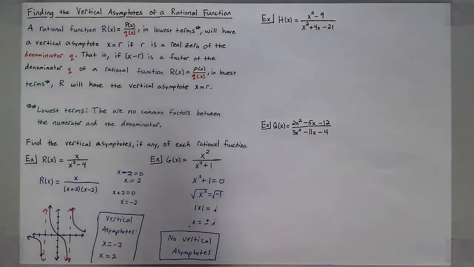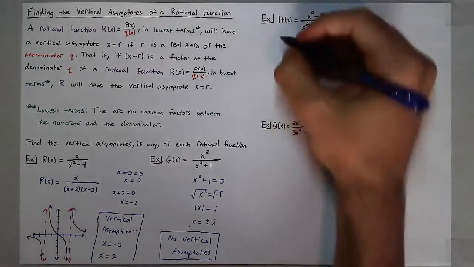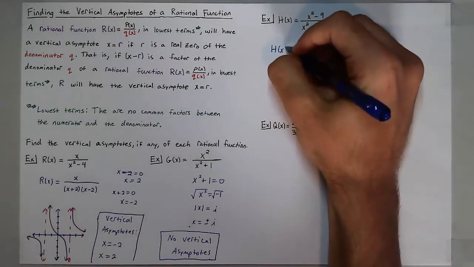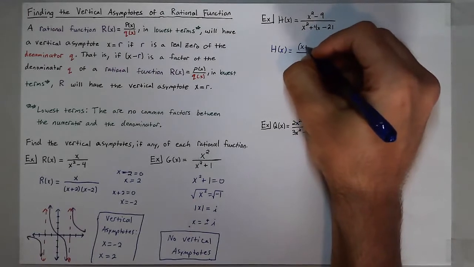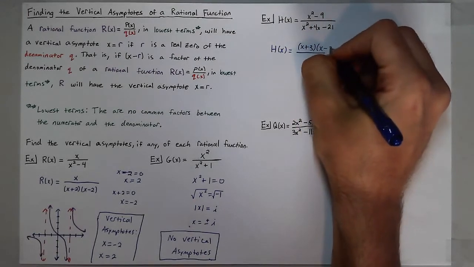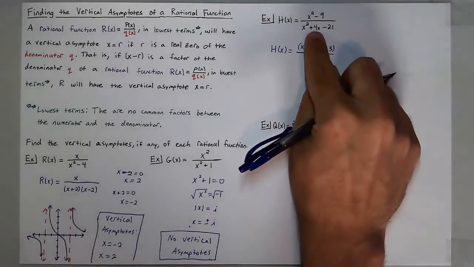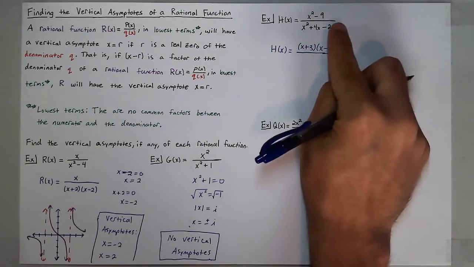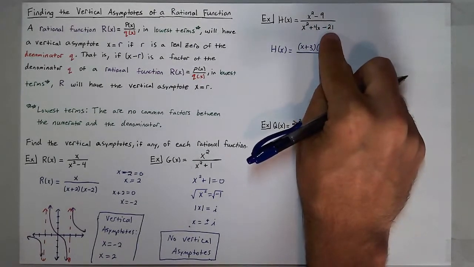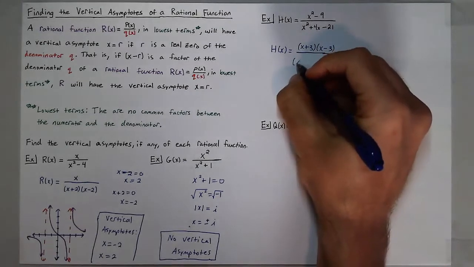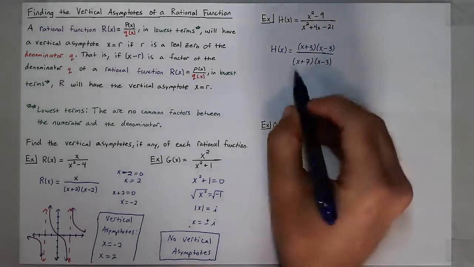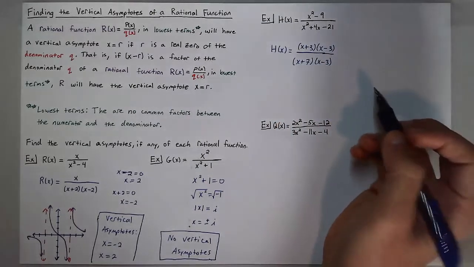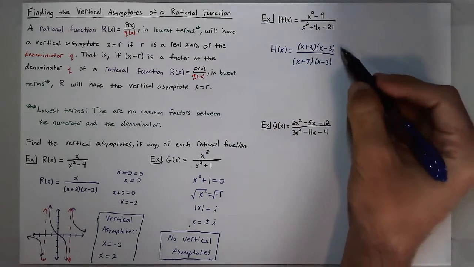Now I can definitely factor this. So here h of x would be equal to x squared minus 9, which can factor into x plus 3 and x minus 3. And x squared plus 4x minus 21, I'd be looking for two numbers that multiply to negative 21 but add to positive 4. Well, that would be positive 7 and negative 3. So it can factor into x plus 7 times x minus 3.